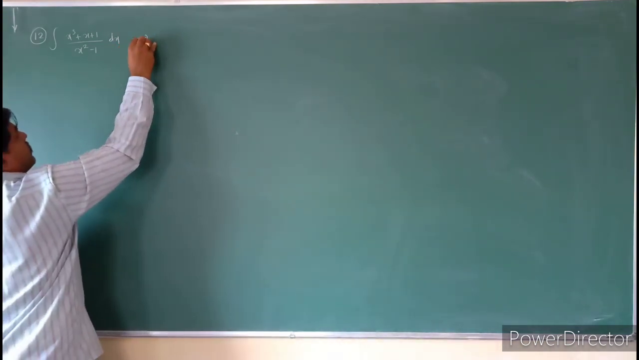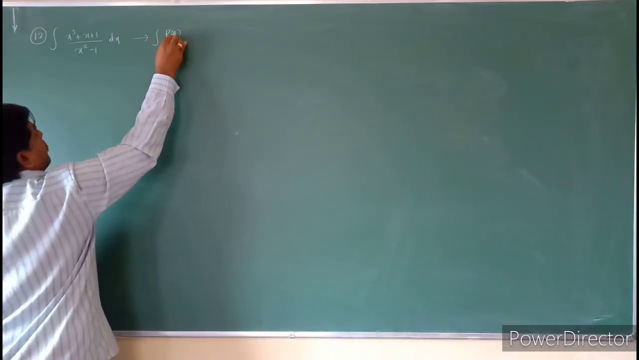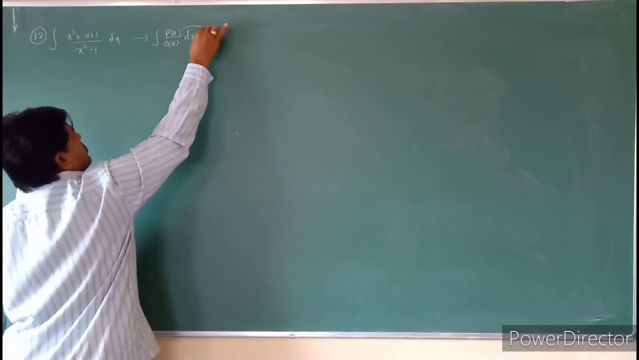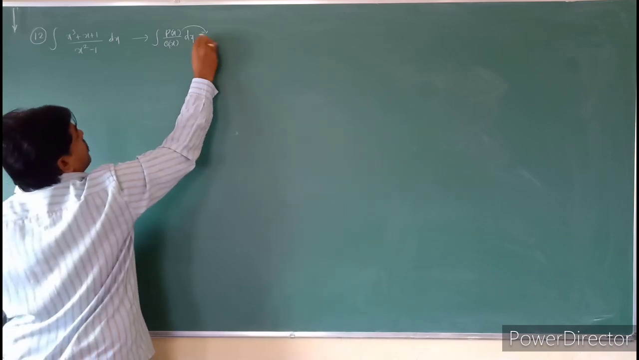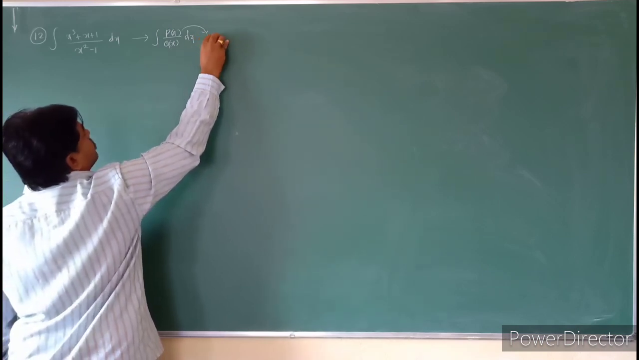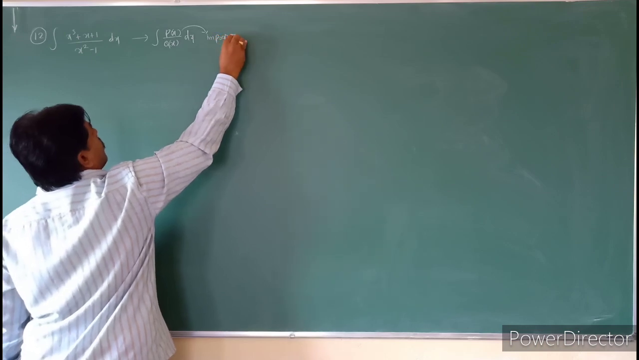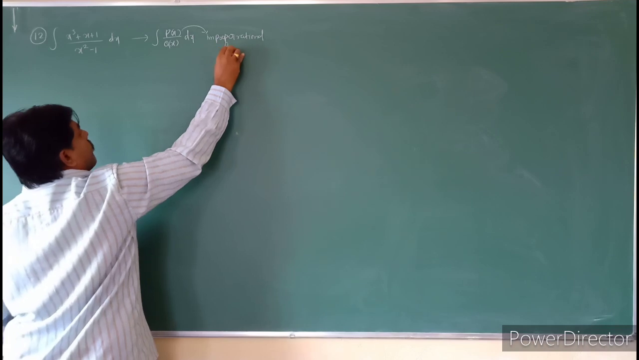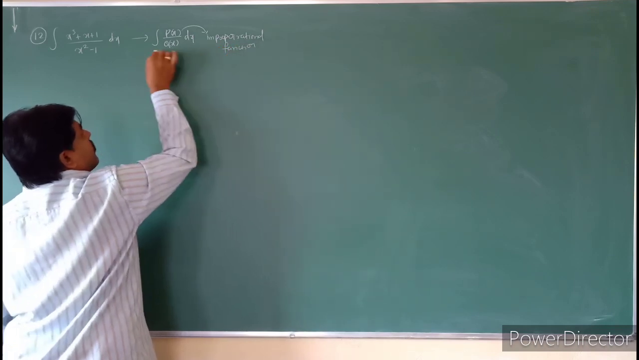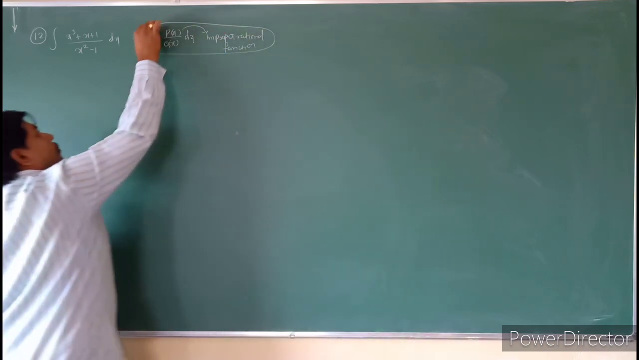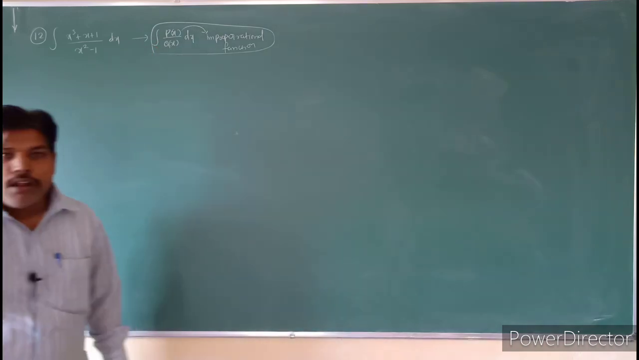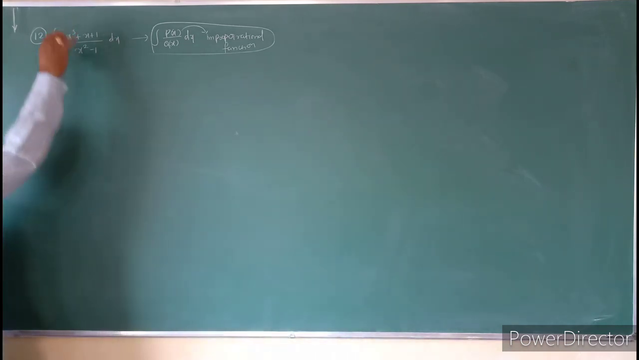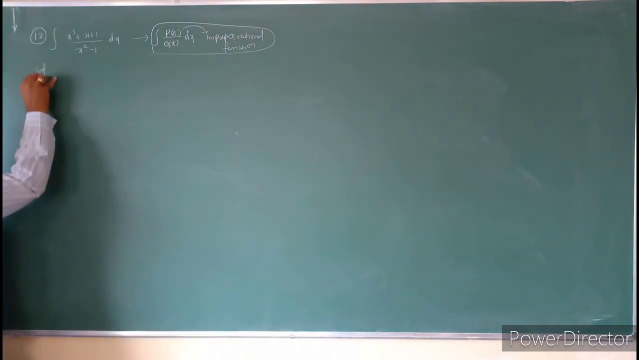So what is this form? This form is in the form of px by qx into dx. But what is this one? This is an improper rational function. So an improper rational function you have to convert into a proper rational function by the long division process. So what will we take for that? First we have to divide that. So see the solution, students.